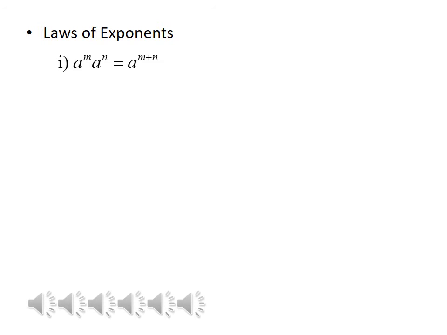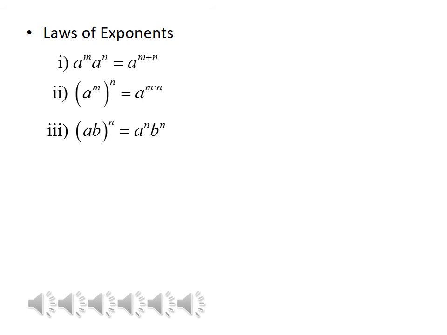First, if you have a to the m times a to the n, so two exponential functions with the same base but different exponents, you can multiply them together by keeping the same base a and adding your exponents together. So a to the m times a to the n equals a to the m plus n. Second, if you have an exponential expression a to the m that's further raised to another power n, so a to the m raised to the n power, you can simplify that by multiplying the powers together. So that would be a to the m times n.